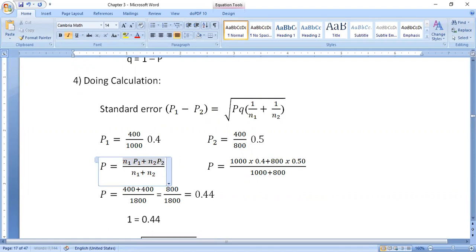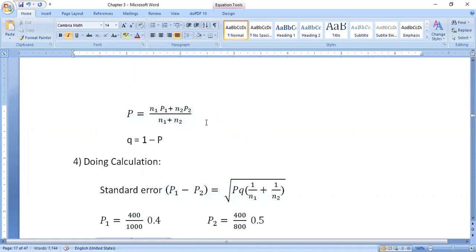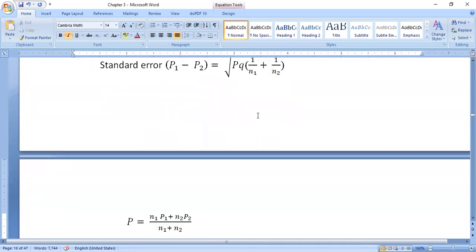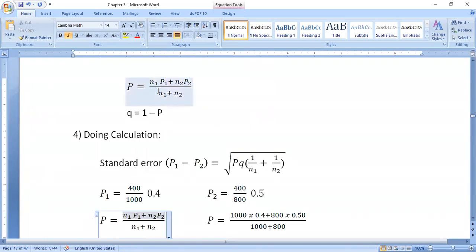According to our formula, what is our formula? You observe the formula here: under root PQ into 1 by N1 plus 1 by N2, where P is equal to N1 into P1 plus N2 into P2 divided by N1 plus N2. Here N1 information is given in the question and N2 information is given, but P1 information is not available and P2 information is not available.